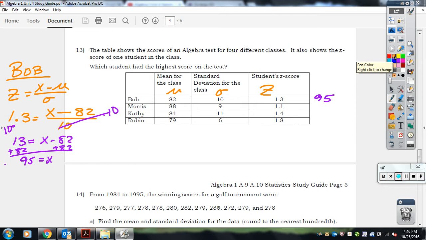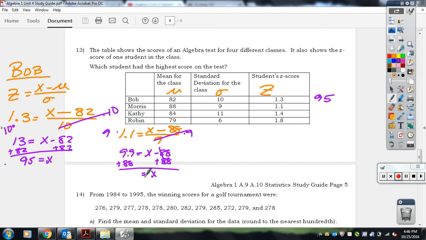We're going to do the same thing for the rest of them. Morris: 1.1, which is the z-score, equals x minus the average, which is 88, over the standard deviation, which is 9. Multiply each side by 9 to get rid of that. 9.9 equals x minus 88. Add 88 to both sides. X equals 88 plus 9.9, which is 97.9. So pretty good, 97.9. As of right now, Morris is the highest.